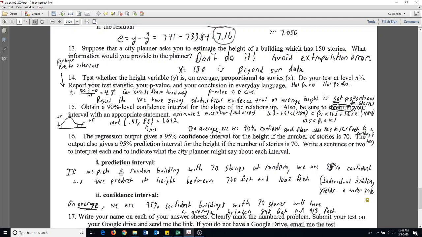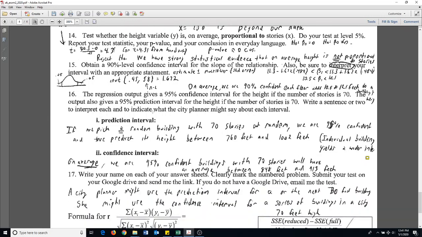And you need an interpretation. On average, we are 90% confident each floor adds 10.5 to 12.1 feet to a building's height. Remember, put data in context in the statistics class. You always want to do that. A lot of people did 16 and 17 correctly. The prediction interval is for a random variable, whereas the confidence interval is on average, and you give the mean or average there, and then you interpret it. For example, a city planner might use a prediction interval for the next 70 foot building, and she might use the confidence interval for a series of buildings that are going to go in.